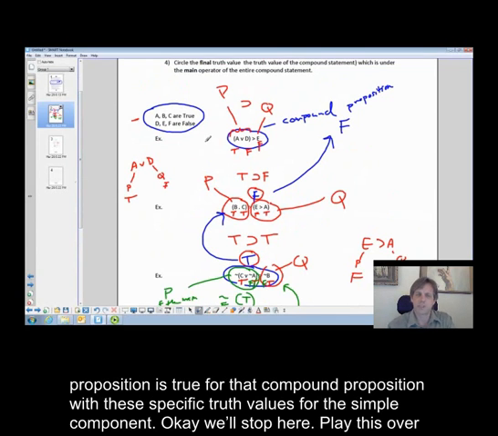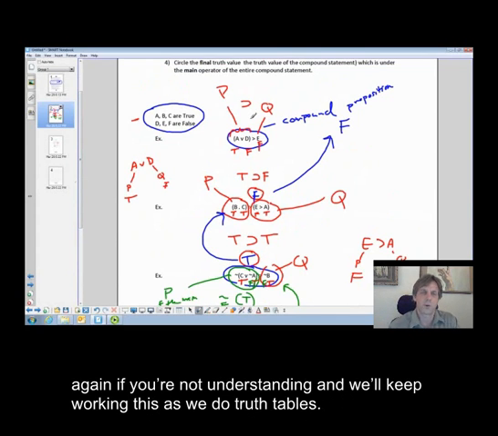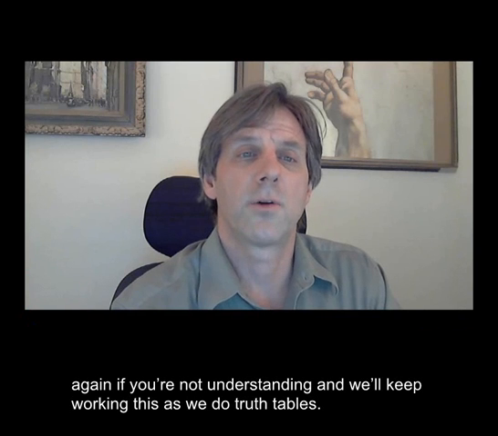Okay, we'll stop here. Play this over again if you're not understanding, and we'll keep working on this as we do truth tables. Okay? All right.